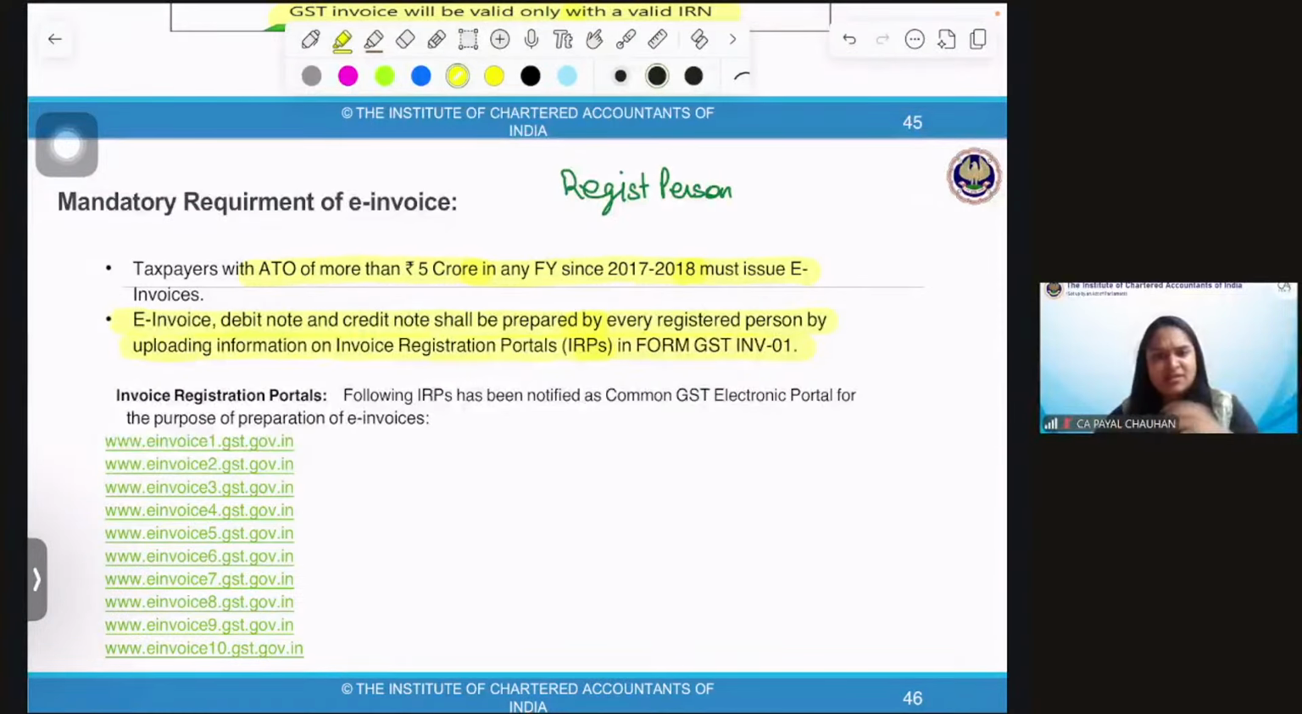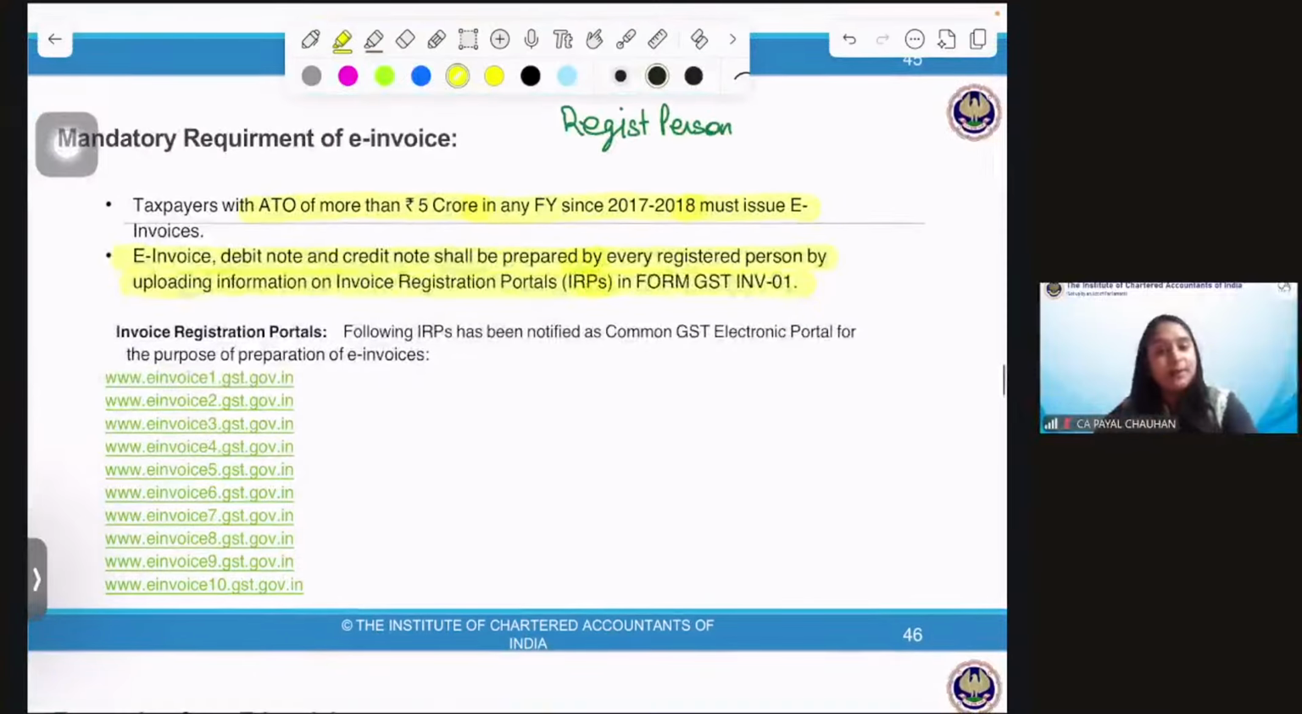Nowadays 5 crore is not a very big number. I am talking about notified persons only. It is easily achievable. Now tell me, if there is only one website, one link, one engine where you can upload the data, it becomes cumbersome. So just remember, there are 10. See, it's 1, 2, 3, 4, 5, 6, 7, 8, 9, 10.